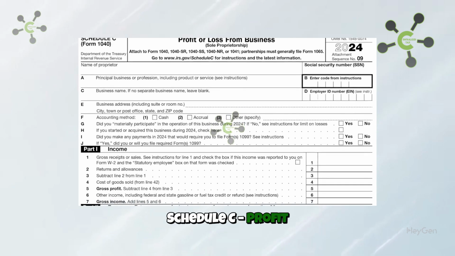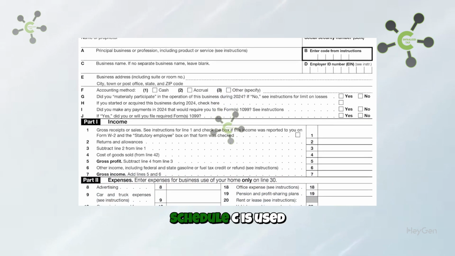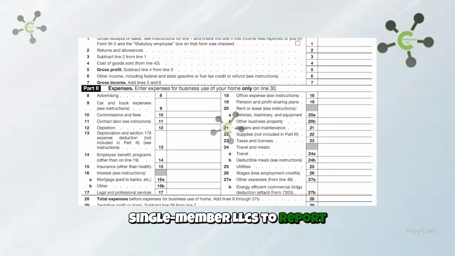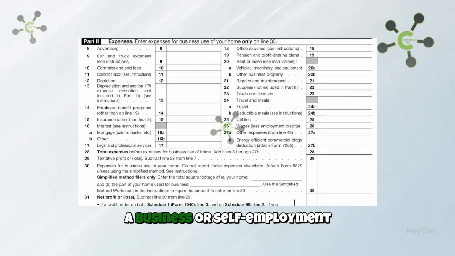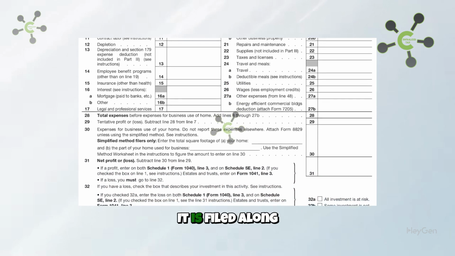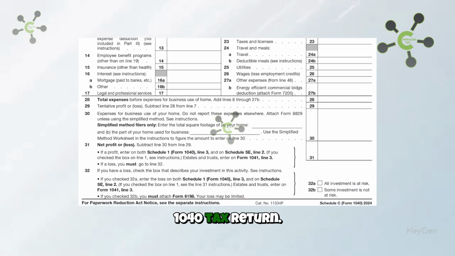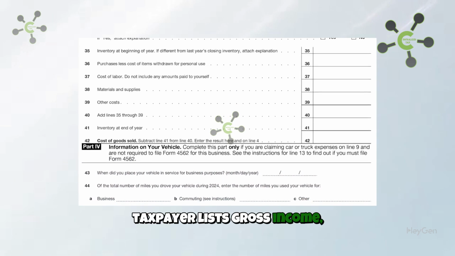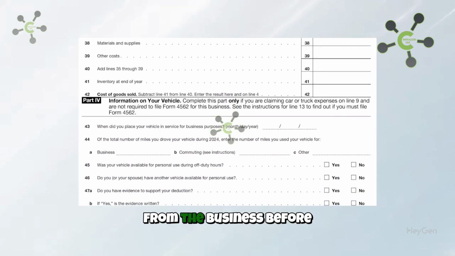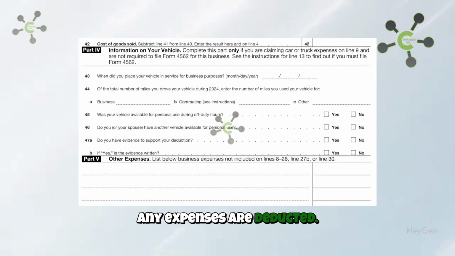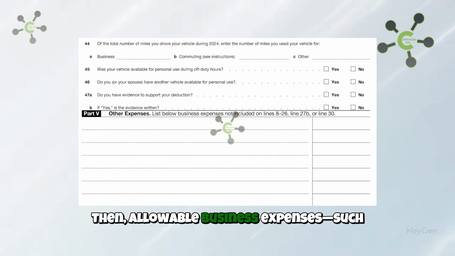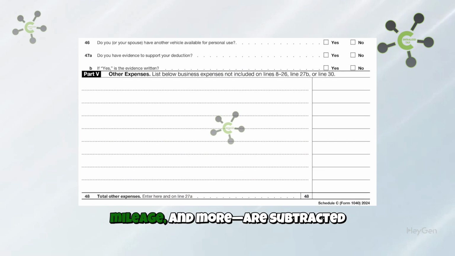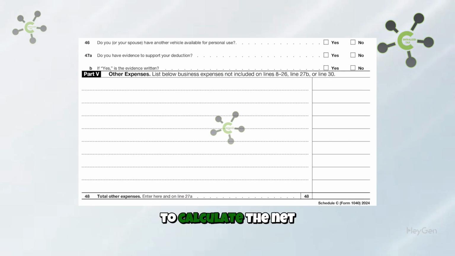Schedule C, Profit or Loss from Business. Schedule C is used by sole proprietors and single-member LLCs to report income and expenses from a business or self-employment activity. It is filed along with the individual's Form 1040 tax return. On Schedule C, the taxpayer lists gross income, which includes all earnings from the business before any expenses are deducted. Then, allowable business expenses, such as advertising, supplies, rent, mileage, and more, are subtracted to calculate the net income.